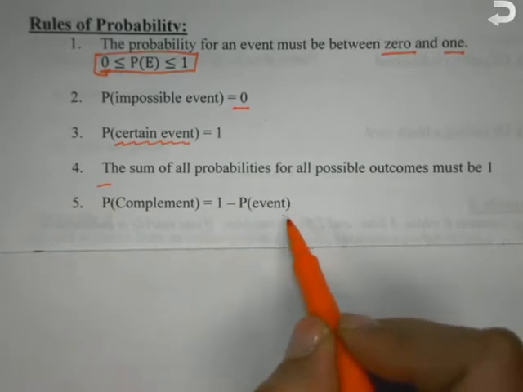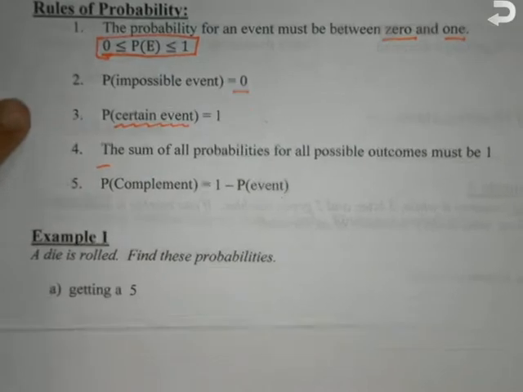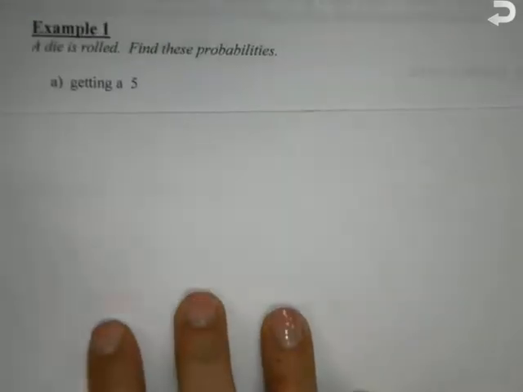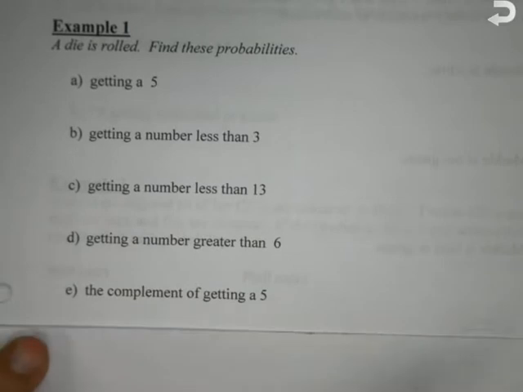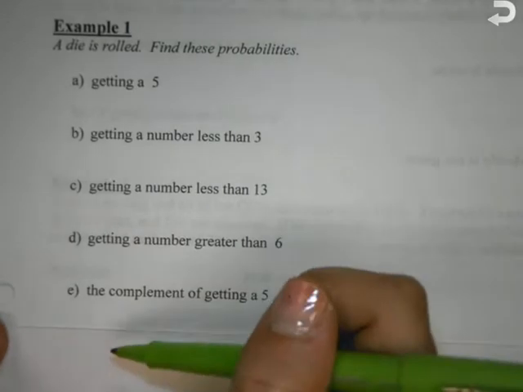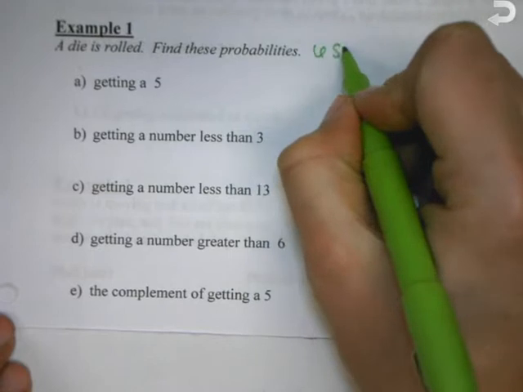So let's actually look at a couple of examples first. For example 1, we are going to be using the situation that a die, which means just one dice, is rolled, and we want to find all of these probabilities. Now remember, a dice or a die has 6 sides to it, all numbered 1 through 6.